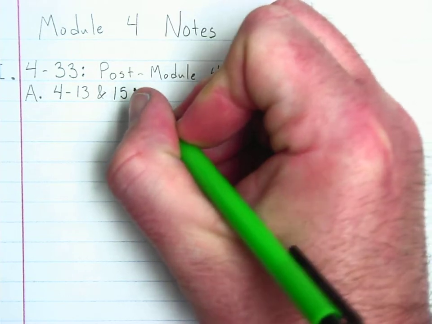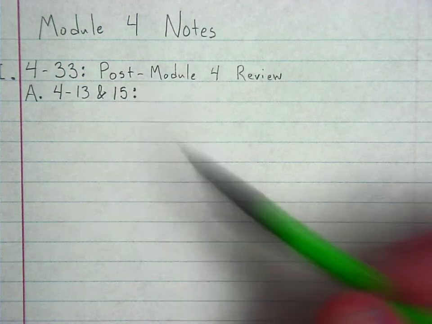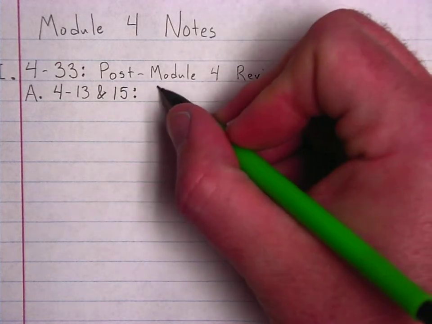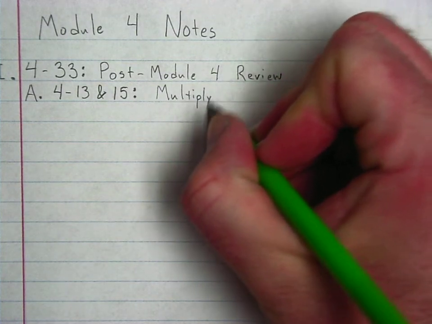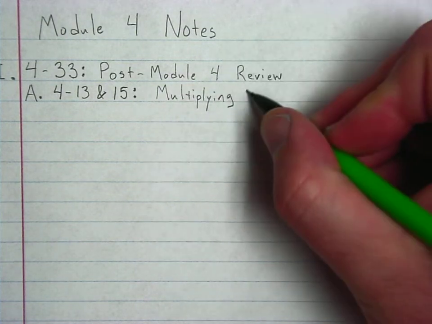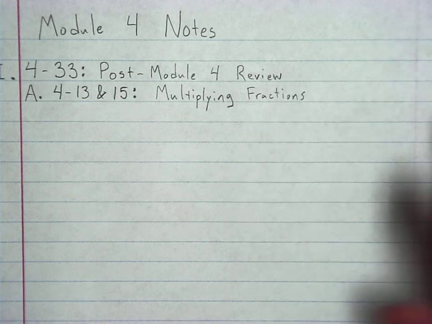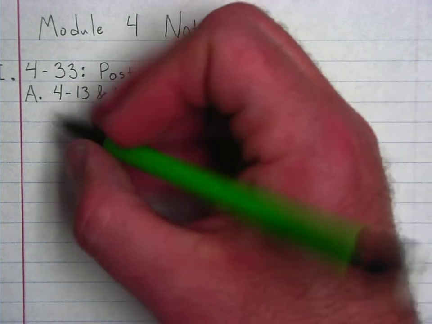So if you want more information on this, you're going to look at the notes for 4-13 and 4-15. Again, I'm going to try to just kind of condense a little bit. These two lessons deal with multiplying fractions. Now, multiplying fractions, very basic. You are going to multiply straight across the top and straight across the bottom.